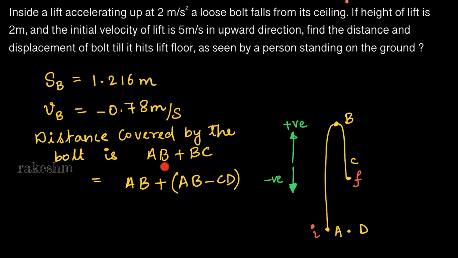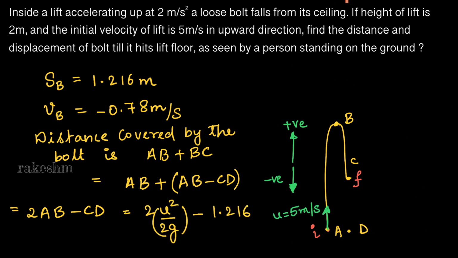This is nothing but AB plus BC, which is nothing but AB plus AB minus CD. This BC is nothing but this whole AB minus CD. So this is equal to 2 times AB minus CD. As the initial velocity of the body is u, AB will be its maximum height. So this AB equals u square by 2g. I'm replacing AB with u square by 2g.